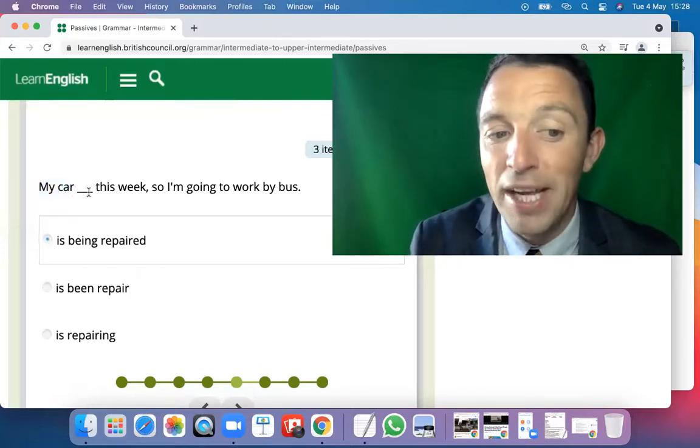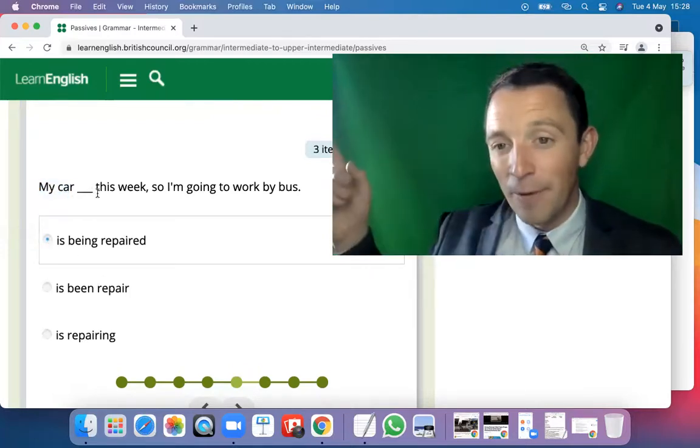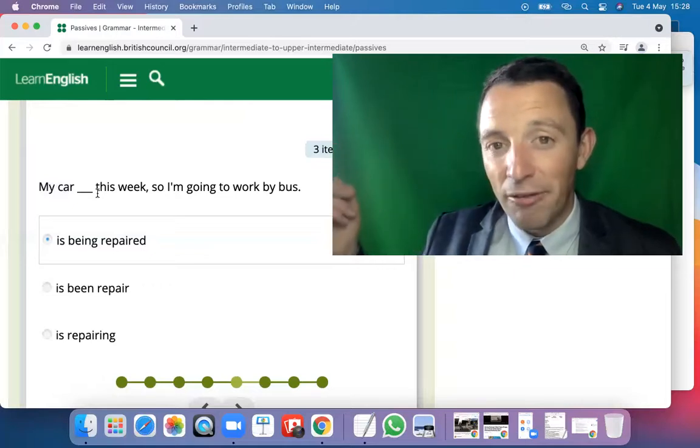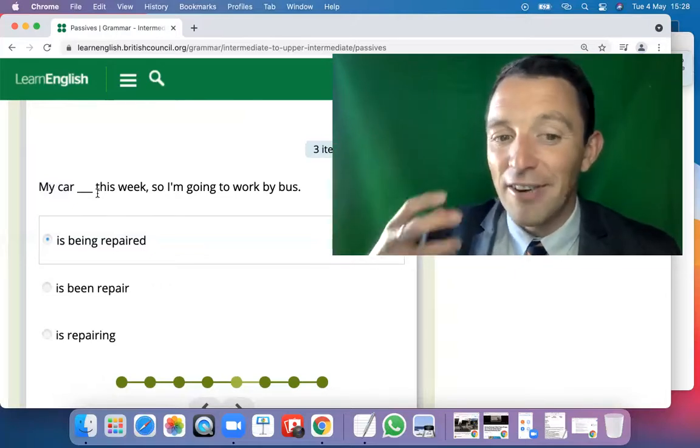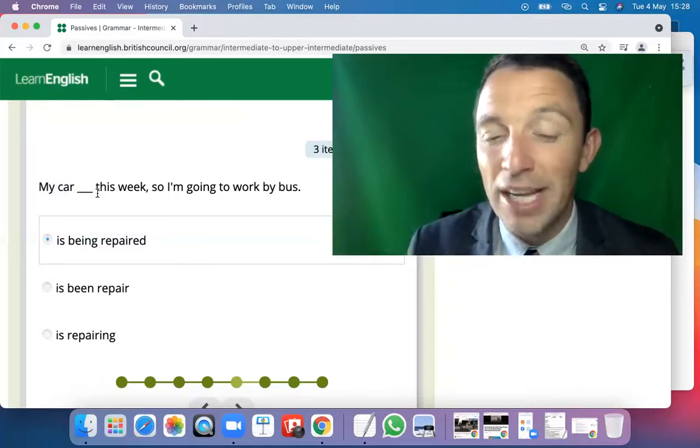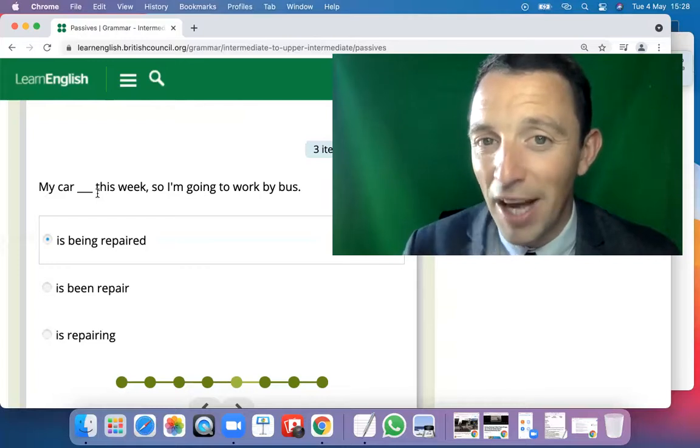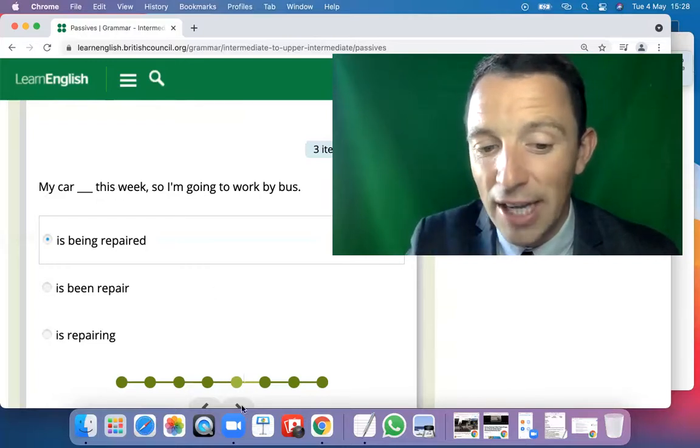My car is being repaired this week by the mechanic, by my friend. But again, it's not necessary to say who. Okay, so for me, that fits very comfortably, and that fits perfectly. So I think that's the correct answer.